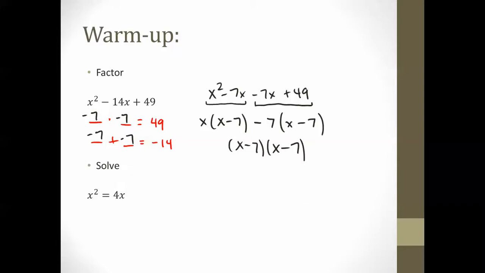We can rewrite this as the product of two binomials, x minus 7 times x minus 7. Or we could write that in a simpler way, x minus 7 squared.